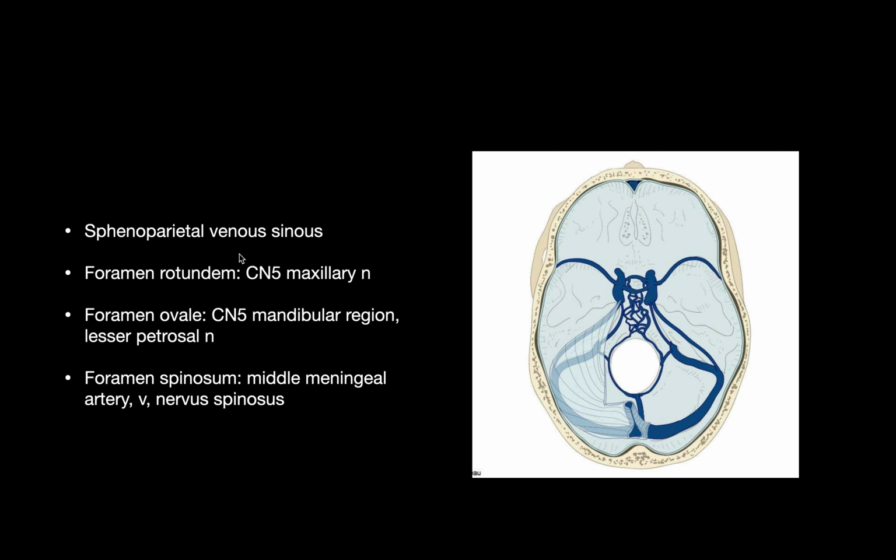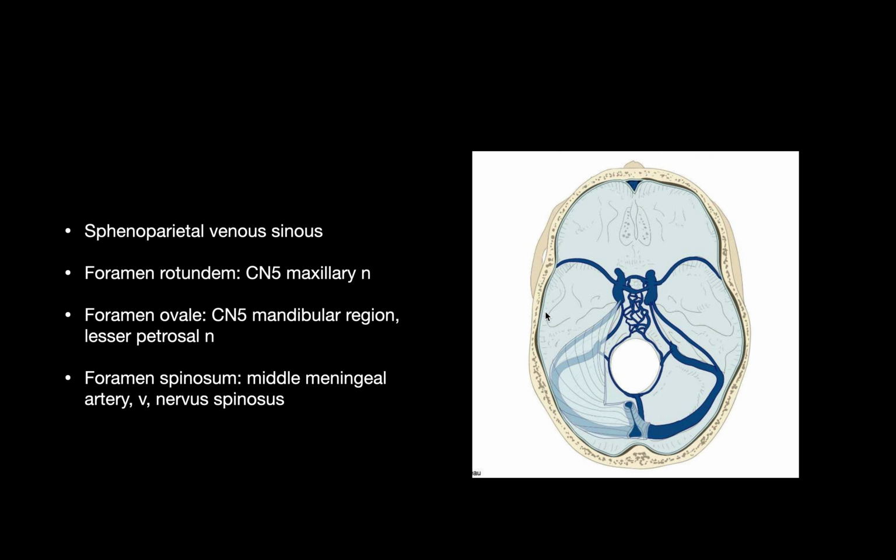So the sphenoparietal venous sinuses, here you go. They all drain the brain and the scalp and the skull. The foramen rotundum will carry cranial nerve number 5, which is the maxillary division, and the foramen ovale will carry cranial nerve 5 of the mandibular region and the lesser petrosal nerve, and foramen spinosum will carry the middle meningeal artery, the vein, and the nervus spinosus.